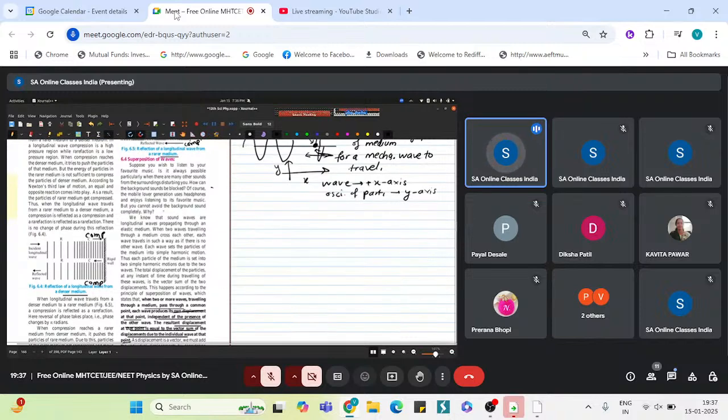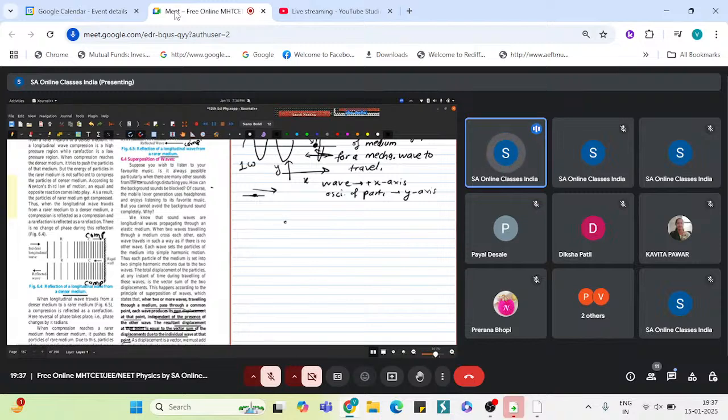So in rarefaction, you'll have parallel motion. This particle will essentially move in a parallel direction. This is the direction of the wave, and this is the particle. So it is going to be oscillating in a direction parallel to the motion of the wave. And this is a single wave. So we have one wave.